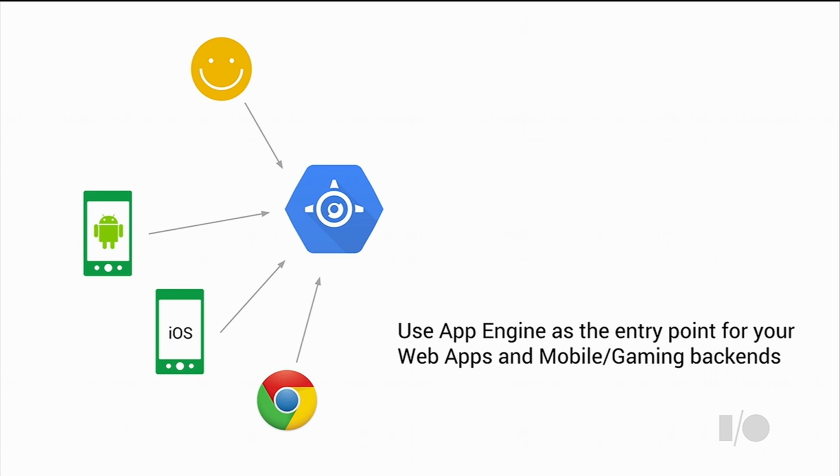So the first one is always to use Google App Engine as the entry point for your web applications and as the API service for your mobile and gaming backends. As we've seen with the example of One Direction Day, App Engine scales extremely well and extremely quickly. And there's very, very little work on your part that you have to do.